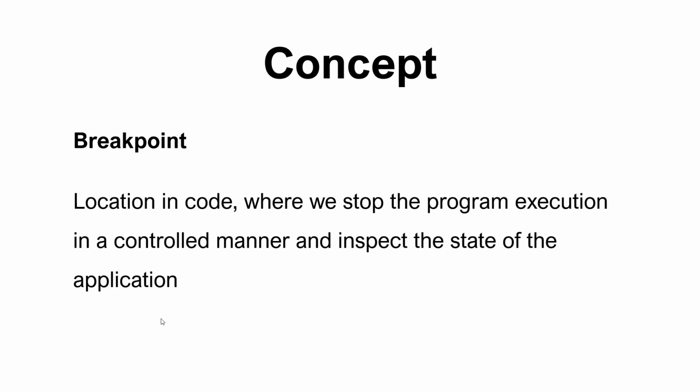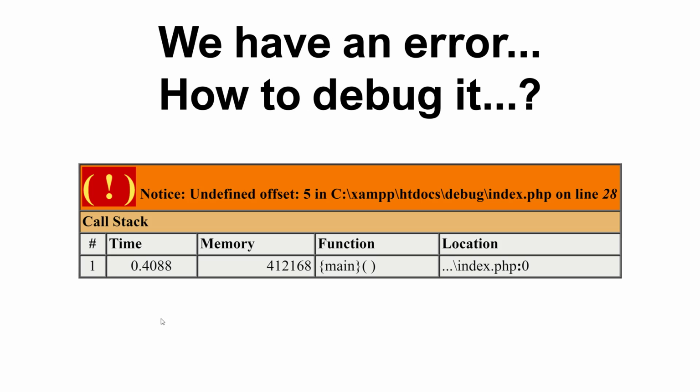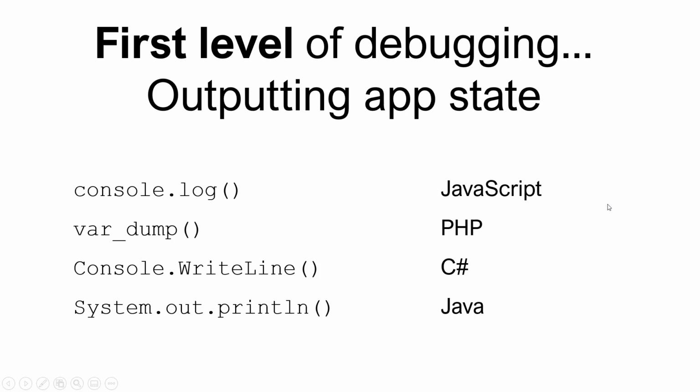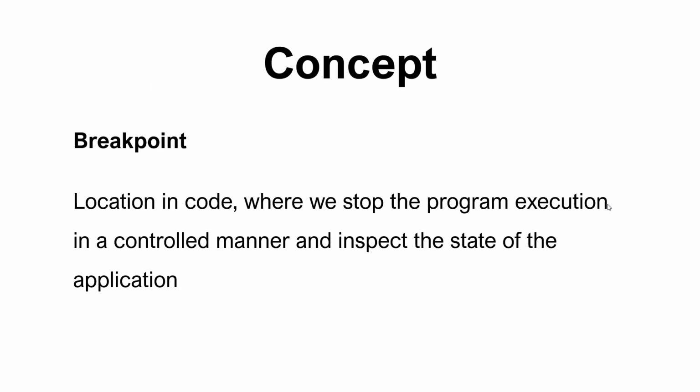And one of the crucial concepts in debugging is the concept of a breakpoint. A breakpoint is basically a location in code where we stop the program execution in a controlled manner and inspect the state of the application. So if we had this error before, line 28, then we can go to our PHP file and make a breakpoint at this line, and then our debugging tool will stop the program execution, and then we can inspect the state to see what is wrong. And that can be really powerful at times.